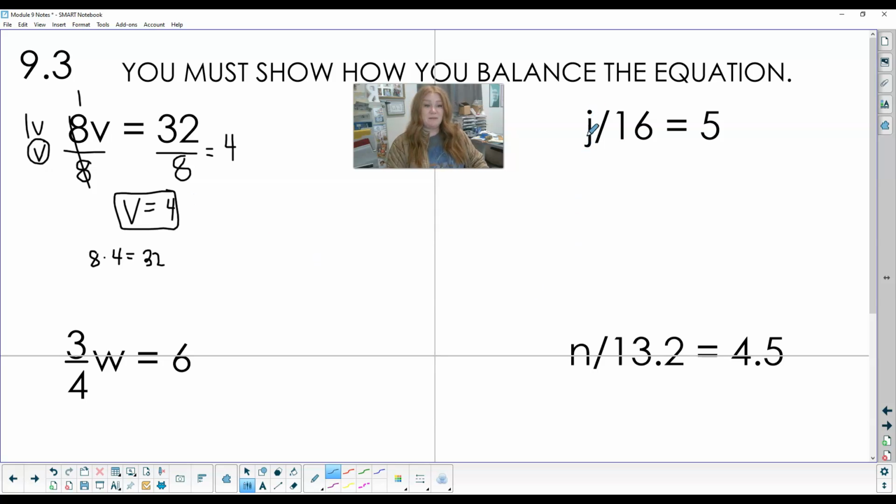Okay, let's try here. We have j divided by 16 equals 5. So the opposite of divide is to multiply. This is like 1/16, so if I times by 16, that's going to cancel that out. And so there's just 1, j divided by 1, because this is like a fraction, 1/16. And if I times it by its opposite, it cancels it out. So j divided by 1 would just be j.